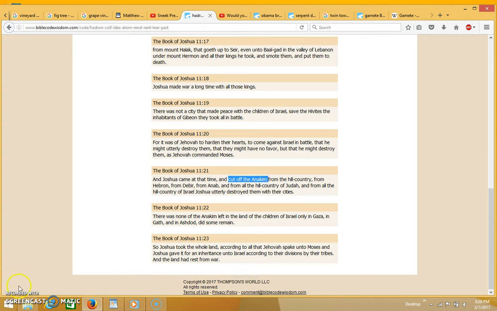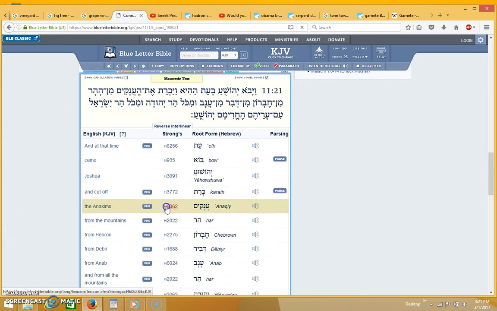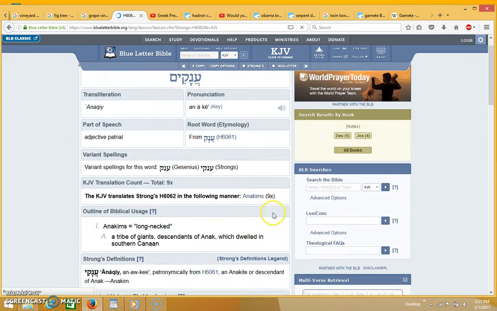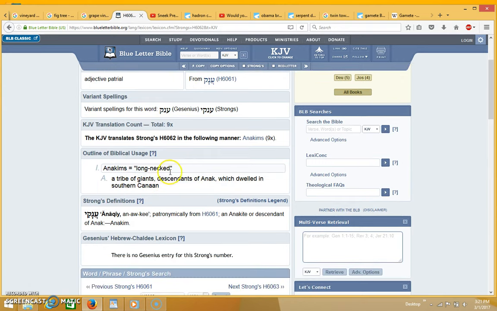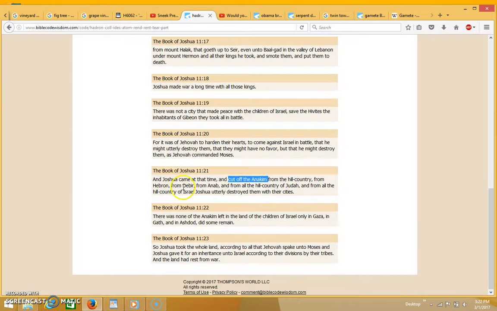And I'll go ahead and show you what Anakim means. Okay, you see that over here, Strong 6062, and it means long-necked, a tribe of giants, descendants of Anak, which dwelled in southern Canaan. So these are the Nephilim, the giants that Joshua is destroying. And so I'll read this again. It's saying, "And Joshua came at that time and cut off the Anakim from the hill country, from Hebron and Debir, from Anab, from all the hill country of Judah, and from all the hill country of Israel.